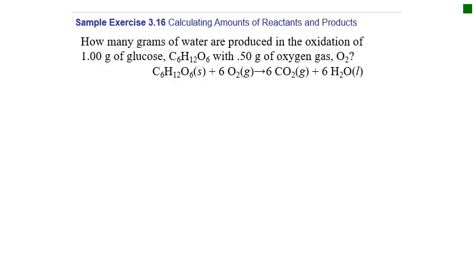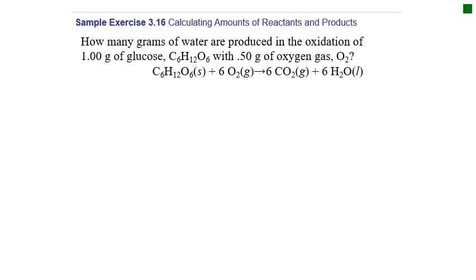Okay, so for this first example problem, I'm going to show you using method 1 how we would solve this problem. So once again, how many grams of water are produced by the oxidation of 1 gram of glucose, C6H12O6, with 0.50 grams of oxygen gas? Now, with method 1, once again, we're going to convert one of our reactants into the same unit as our second reactant. So for this problem, I'm going to go ahead and convert the grams of oxygen gas into glucose.